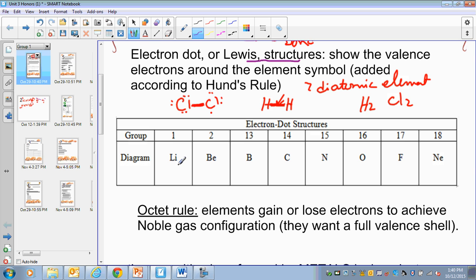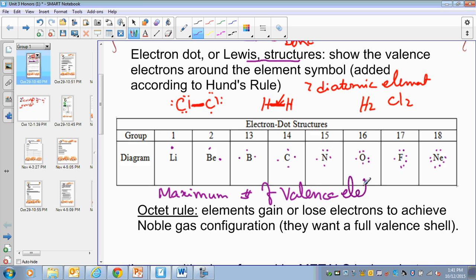So these are the dot diagrams. Lithium has only 1 valence electron, beryllium has 2 valence electrons, boron has 3 valence electrons, carbon has 4, nitrogen is 1, 2, 3, 4, 5, oxygen is 1, 2, 3, 4, 5, 6, fluorine is 1, 2, 3, 4, 5, 6, and 7, and neon is in group 18, so that means its octet is complete. So it has 8 valence electrons. So the maximum number of valence electrons ever will be 8.